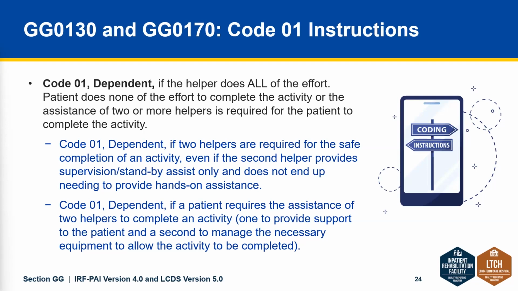Additionally, if a patient requires two helpers, one to provide support to the patient and a second to manage a device or piece of equipment to complete the activity, the same principle applies. If they are both needed, the patient is coded as dependent 01.